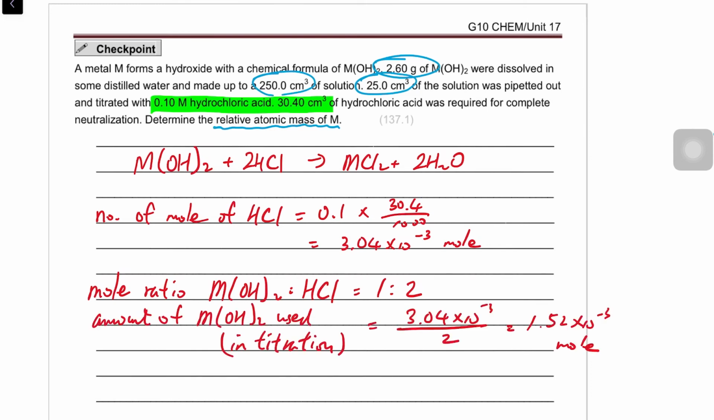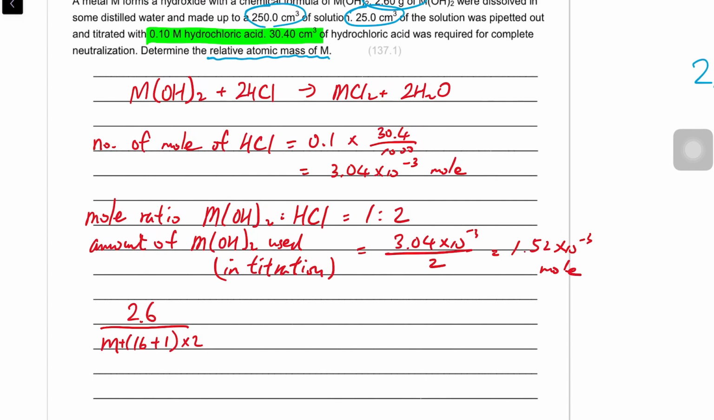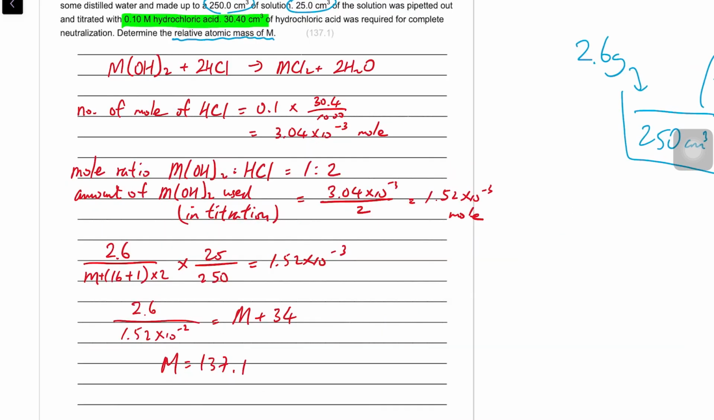But don't forget, we are going to find the relative atomic mass. So here shows 2.6 gram over the molar mass of the metal hydroxide. Well, this is not the exact mass we're going to use. Don't forget we have diluted the solution, and after solving the equation we got this. Furthermore, here shows how we find the relative atomic mass from the number of mole used in titration.